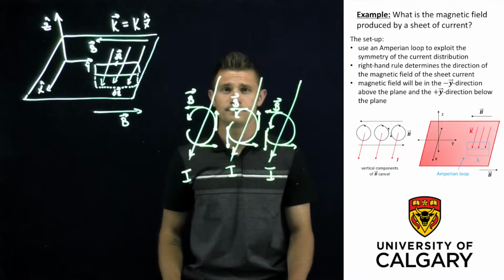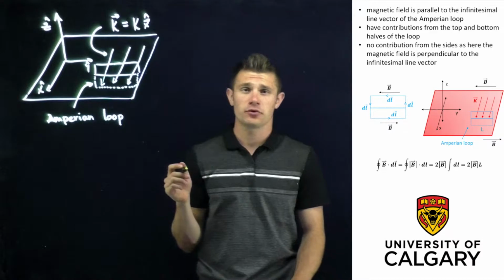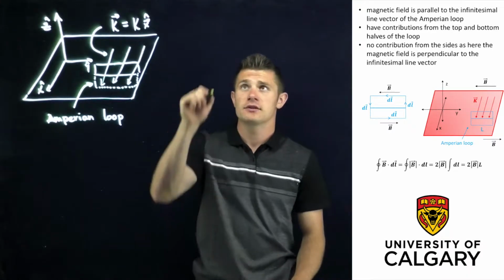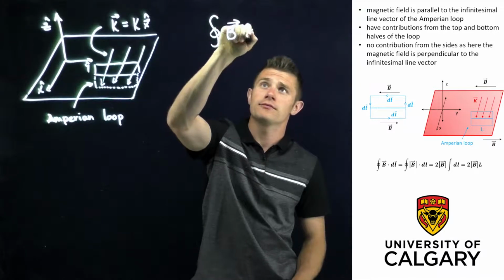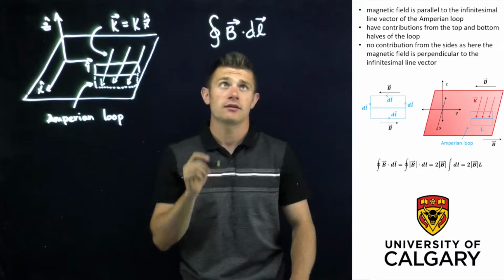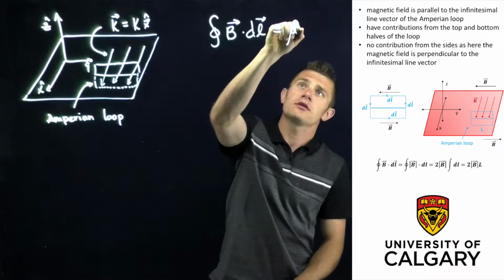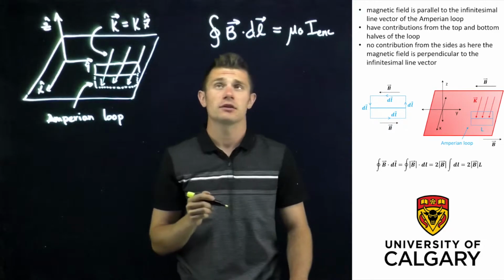the wire sheet. Now that we have the diagram set up, let's work through Ampere's law in its integral form to find out what the magnetic field is. So we'll start with Ampere's law, which says that the closed integral of the magnetic field dotted with the infinitesimal line element is equal to mu naught times the enclosed current by the Amperian loop, I enclosed.